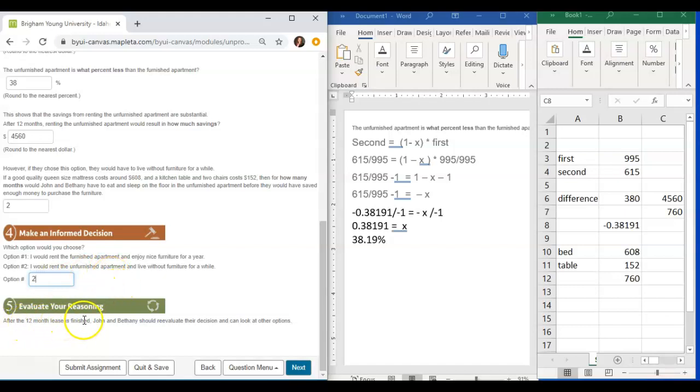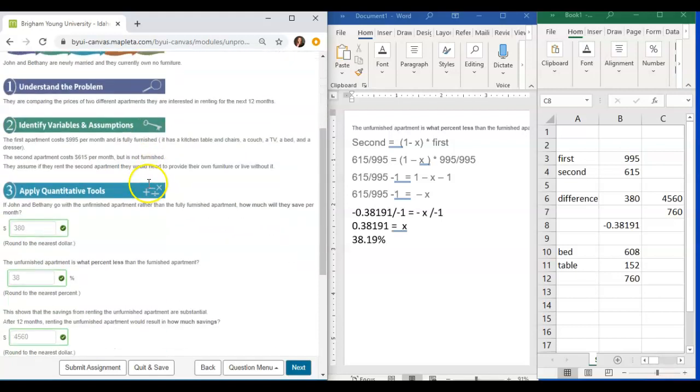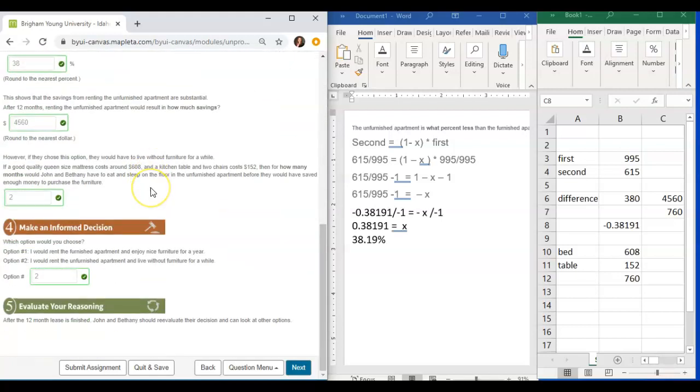After the 12-month lease is finished, John and Bethany should reevaluate their decision and look at other options. And so they can go in here and say how much more they would spend and so forth. And we can go up here and see how did I do? Verify all of our green check marks and move to the next one.